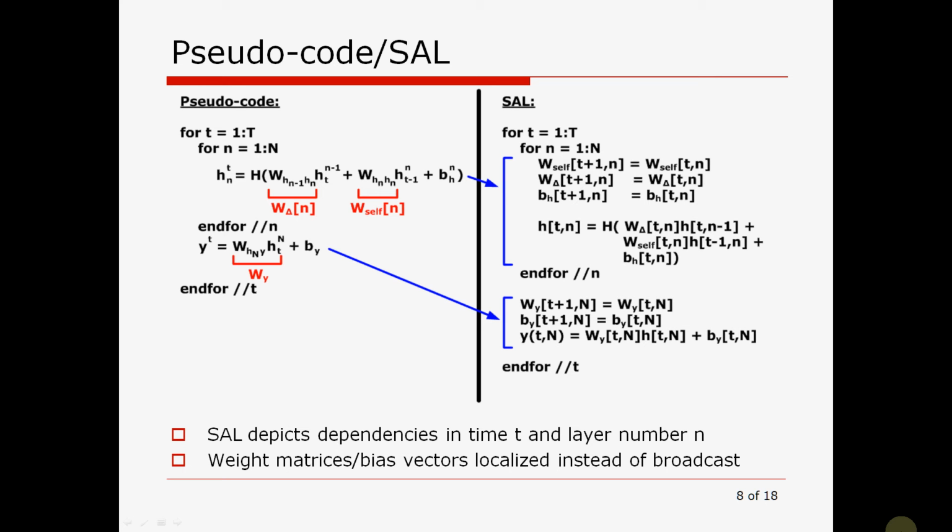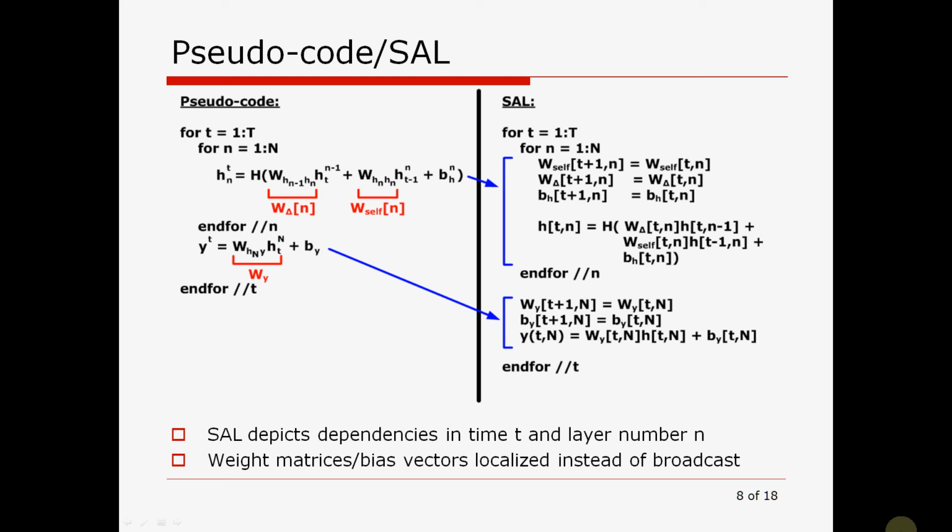On the left, we have the pseudocode for the recurrent neural network. We're showing the computations for both the hidden state vector h of t as well as the output vector y of t. So we can make observations here and convert that pseudocode into the single assignment language on the right.